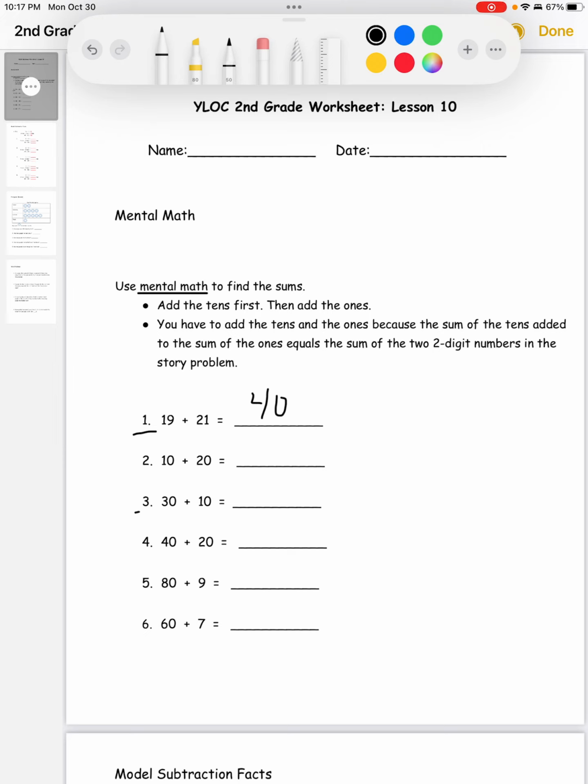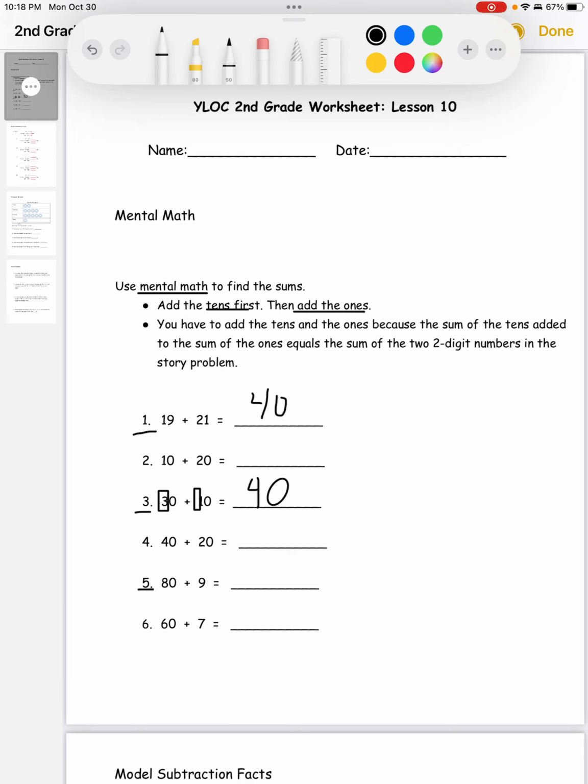Now let's solve question number 3. Make sure you use mental math, but if you need a visual representation, look at the YouTube video. So we know that we need to add the tens first, and the tens are the 3 and the 1. And 3 plus 1 equals 4, and 0 plus 0 equals 0. So 30 plus 10 would equal 40. And we would get this answer by adding the tens first, then adding the ones.